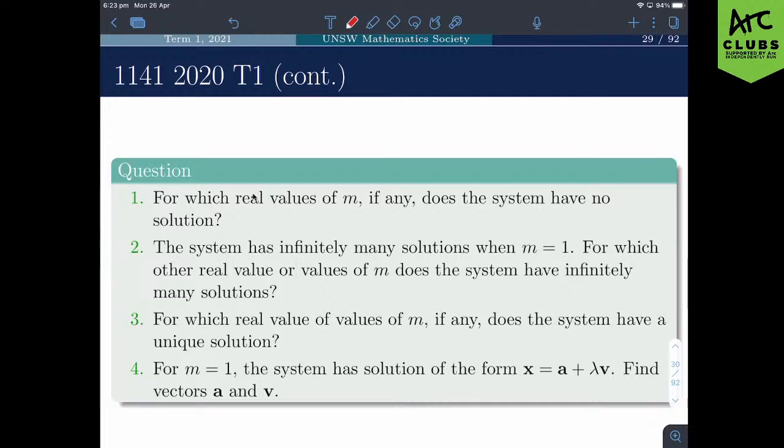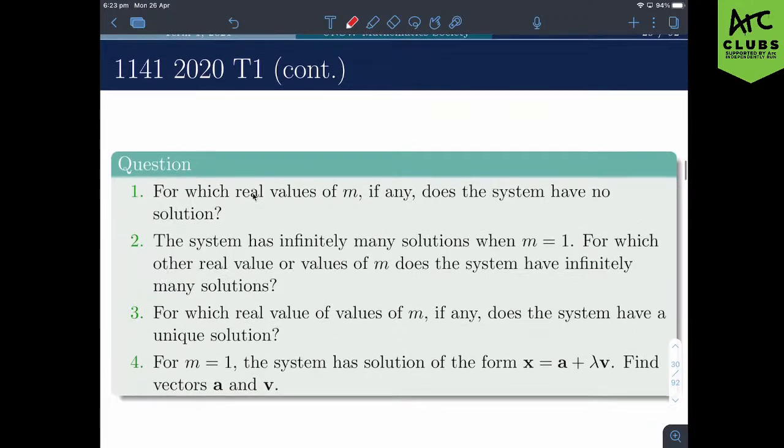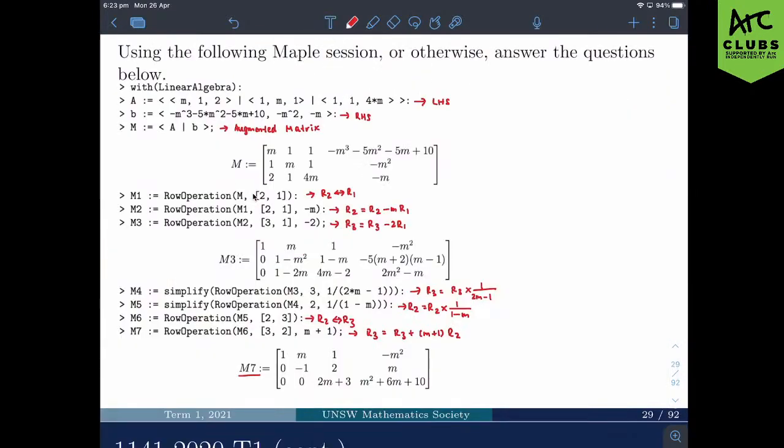So first question, for which real values of m, if any, does the system have no solution? And let's have a look at the final matrix that we have here. So there's no solution when this term is 0 and when this term is non-zero. And that's the only case we really have to test because these entries aren't written in terms of m, so we're kind of safe in assuming that there's going to be no 0 row here or here.